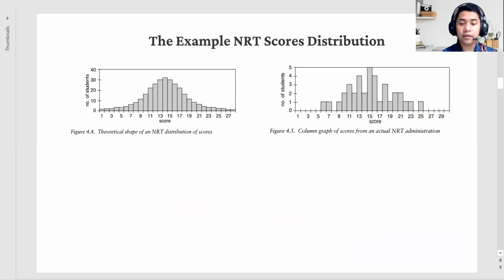In this slide, it explains the norm reference test score distribution. Figure 4.4 represents the shape of the normal distribution that is expected from well-designed norm reference tests. But on the other side, figure 4.5 represents the approximate histogram of a set of scores in the actual, real distribution of norm reference test scores.